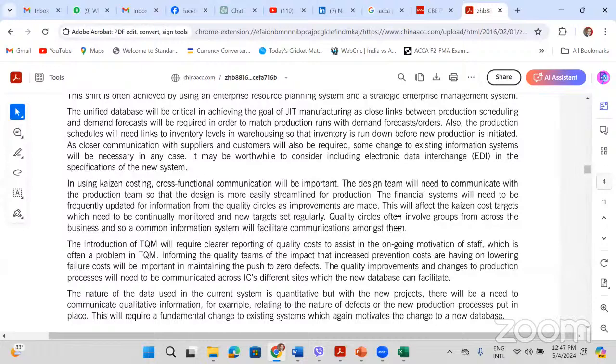Third one, TQM, total quality management, will require clear reporting of quality cost to assist in the ongoing motivation of staff, which is often a problem in TQM. Informing the quality teams of the impact that increased prevention costs are having on lowering failure cost will be important in maintaining the push to zero defects. So for communication, your ERP will help. The quality improvements and changes to the production process will need to be communicated across different sites, which your database can facilitate.